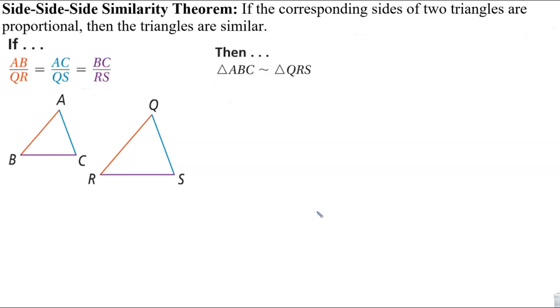And then last one, the side-side-side similarity theorem. It just states that if the corresponding sides of 2 triangles are proportional, then the triangles are similar. So if all three sets of corresponding sides are proportional to each other, if they all have the same scale factor, then we get the triangles are similar.